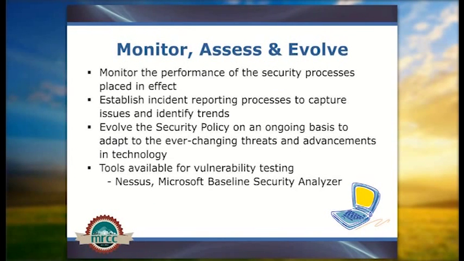The most important aspect of an information security policy, and this is where I think companies like the big retailers fell down last year, is monitor, assess, and evolve. You can have an information security policy, but it needs to be monitored. You need to assess it, and it needs to be evolved and improved over time so it continuously meets your environment. If your environment changes, you need to make sure the changes adhere to your security standards. Establish incident reporting processes to capture issues and identify trends. Evolve the security policy on an ongoing basis to adapt to the ever-changing threats and advancements in technology.